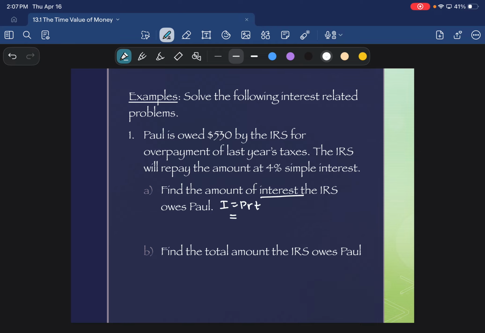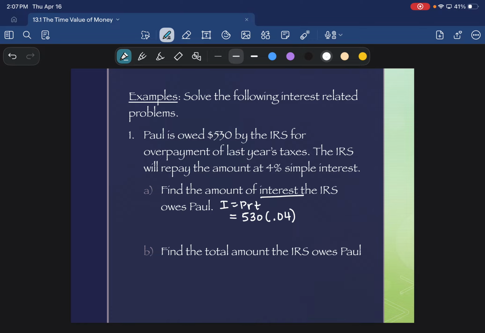Okay, the P is the amount that he overpaid, that he is owed back. So that's our 530. R. What is the R value we're going to put in on this one? Yeah, 4%, which would be 0.04.